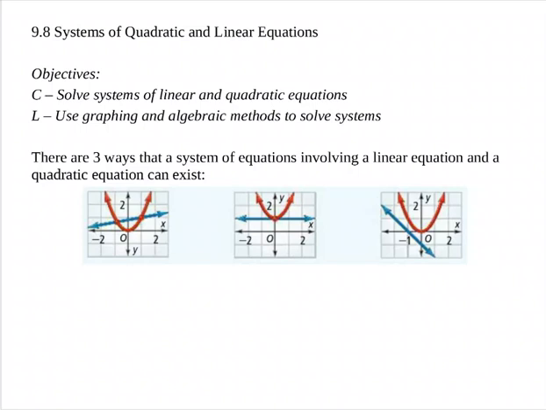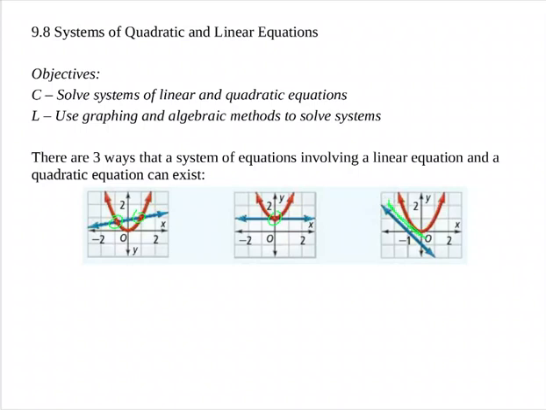So we could have the parabola and the line crossing twice, as we see on this first one. So we see them crossing here and here. We have the parabola and the line crossing once, right there. And then we have the parabola and the line, and they don't cross at all. They completely miss each other. There's a gap right here, okay?